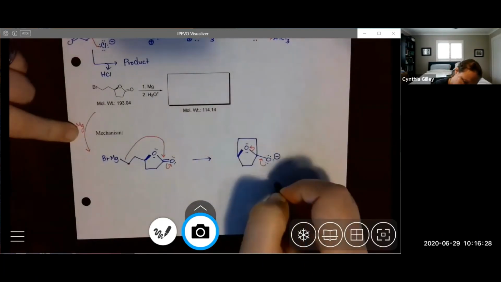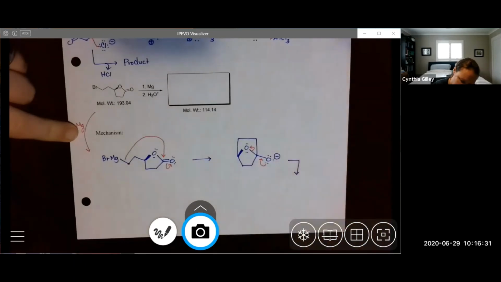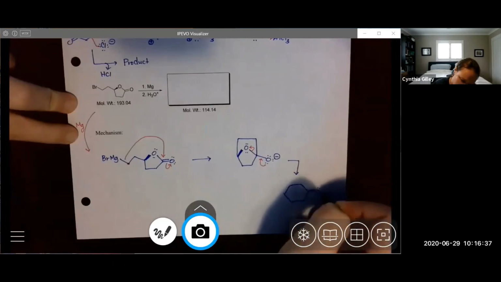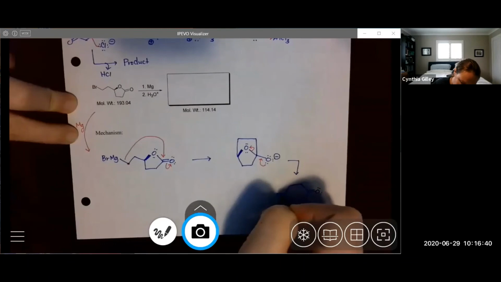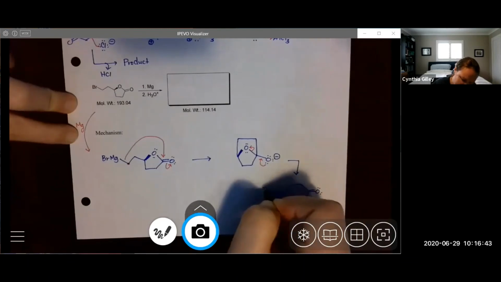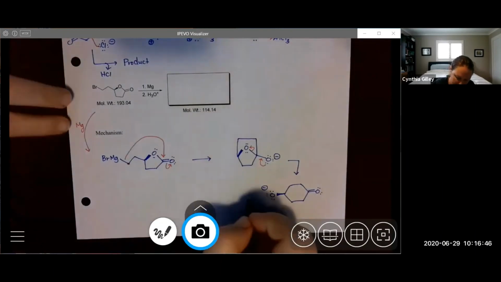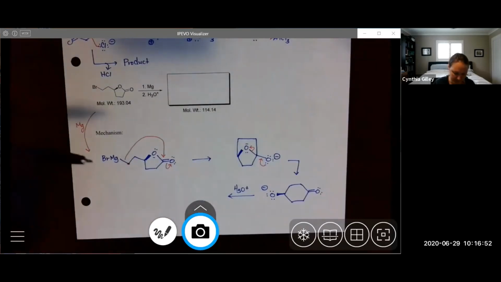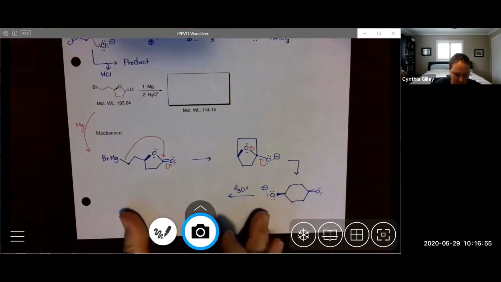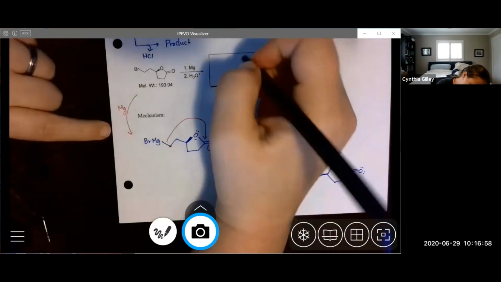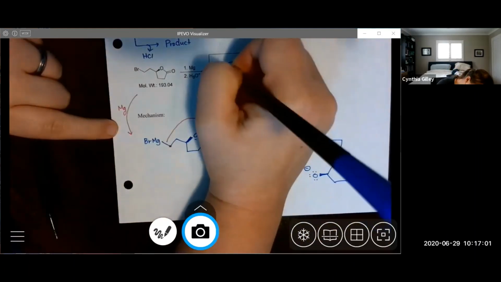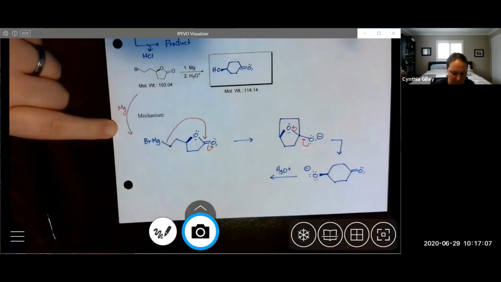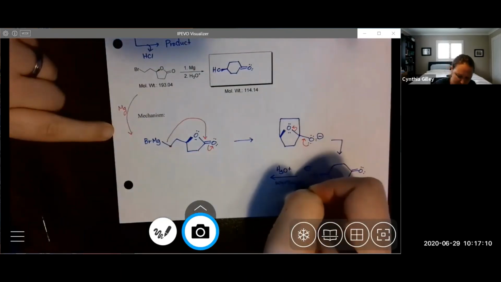So when we do that, we end up with a 6-membered ring, carbonyl, kicked out leaving group, which ends up with an alkoxide, and then the acidic workup will provide the proton to make the product. So we leave the product here. It provides the proton.